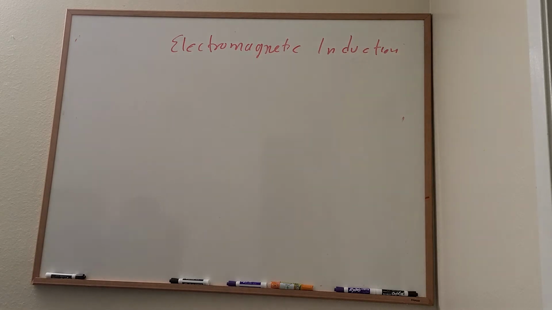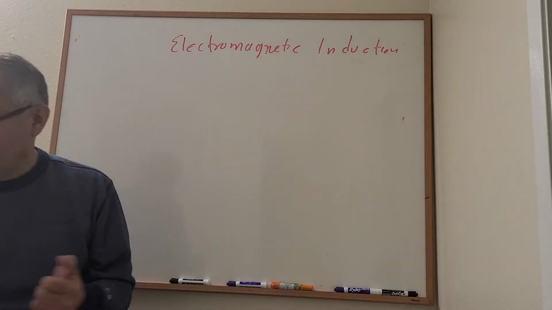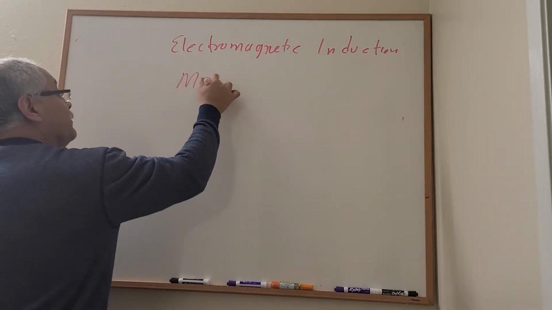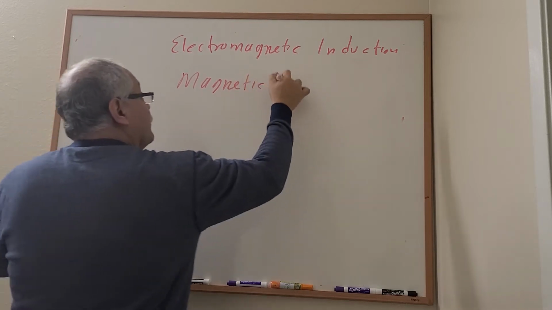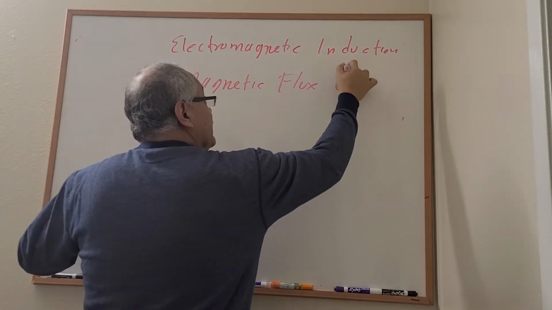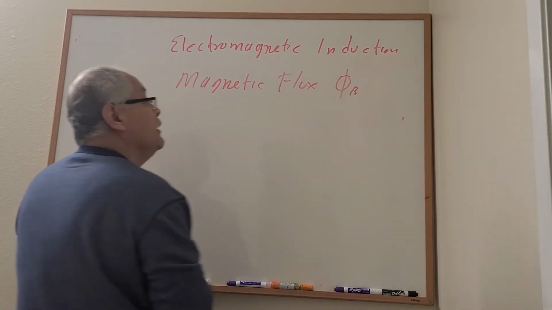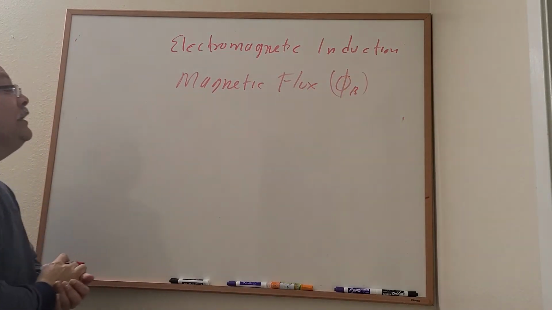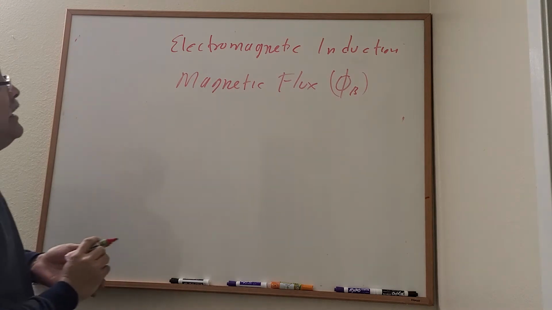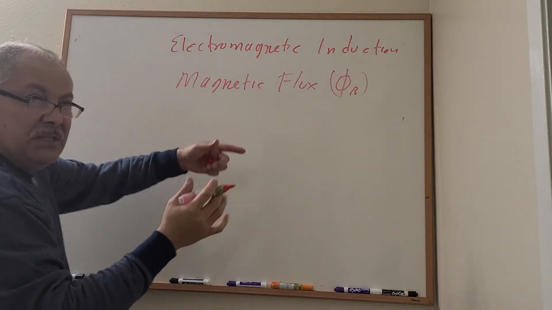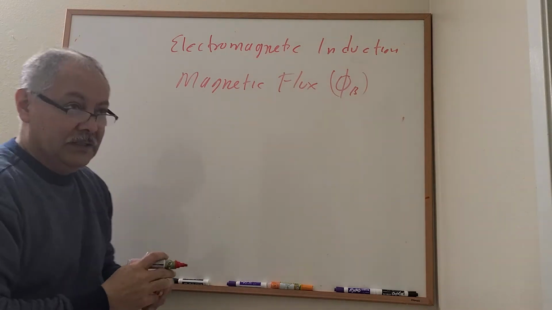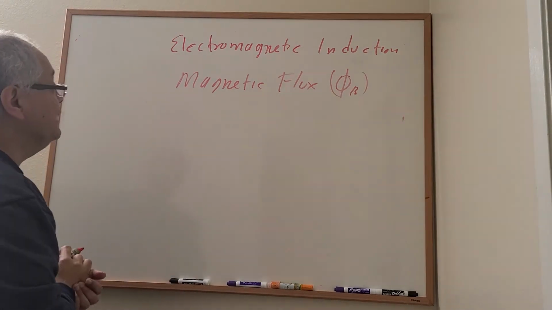Okay, let's do it. But before that, let's go to the concept of magnetic flux, right? Magnetic flux. The symbol is phi, right? B, that's the magnetic flux notation, usually. Okay, let's see. Flux means just flow, right? We have a flow of magnetic field, let's say.